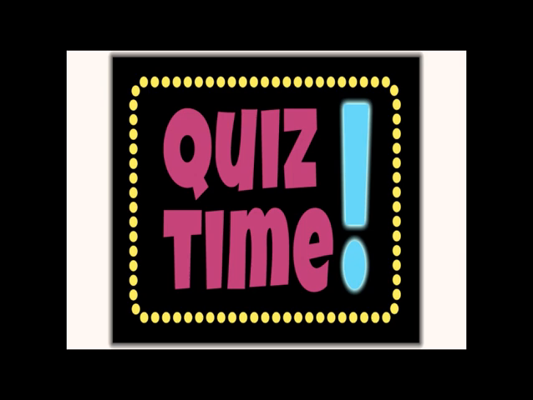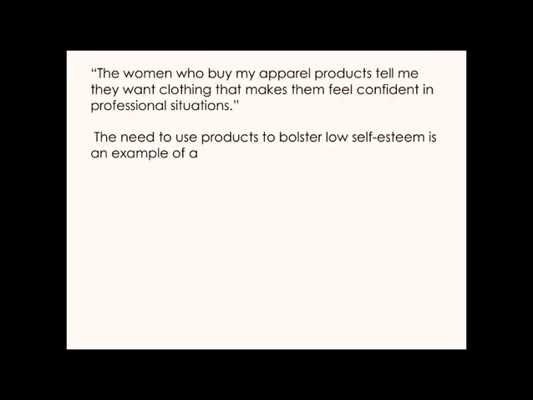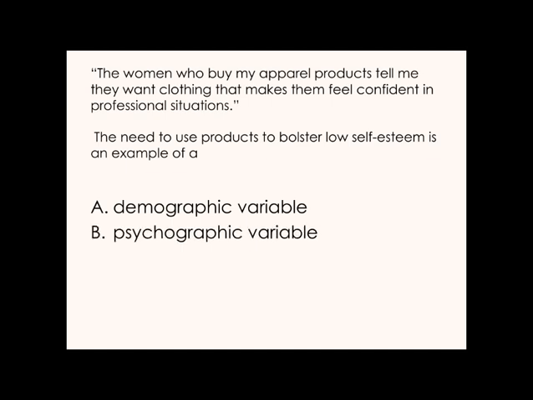It's quiz time. Let's have a quick quiz just to make sure that you've been paying attention and not reading a magazine or something while you've been listening to this little video. So here's an easy question for you. According to this merchant, the women who buy my apparel products tell me they want clothing that makes them feel confident in professional situations. The need to use products to bolster low self-esteem, as in this case, is an example of which? A demographic variable, a psychographic variable, or a behavioral variable. Make your choice, A, B, or C.